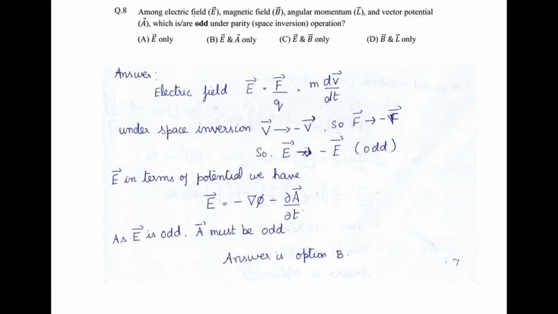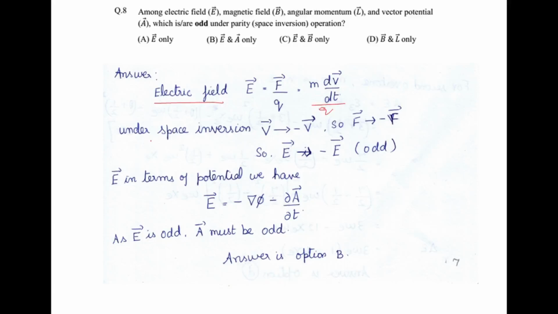Question: among electric field, magnetic field, angular momentum and vector potential, which are odd under parity (space inversion) operation? For solving this, first we will take the electric field. We know that electric field E is equal to F divided by Q, and F can be written as m dv/dt.